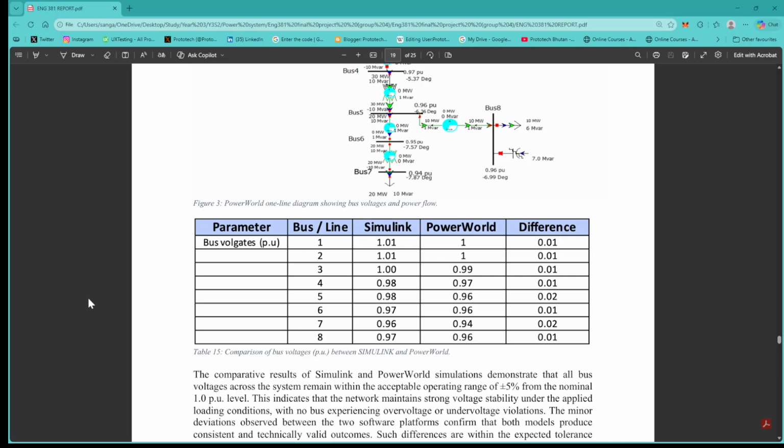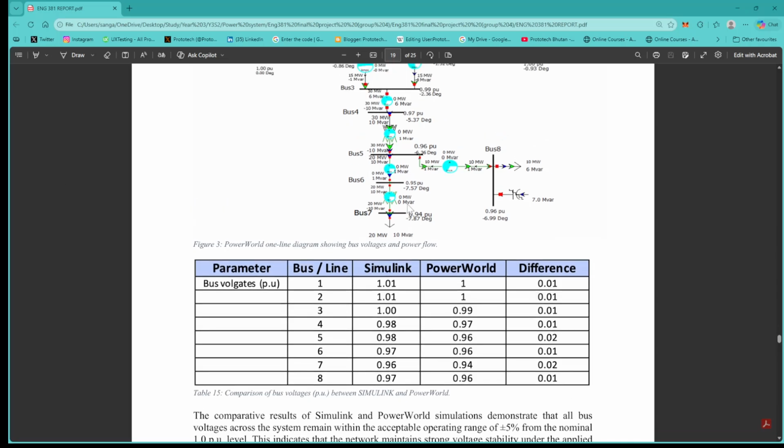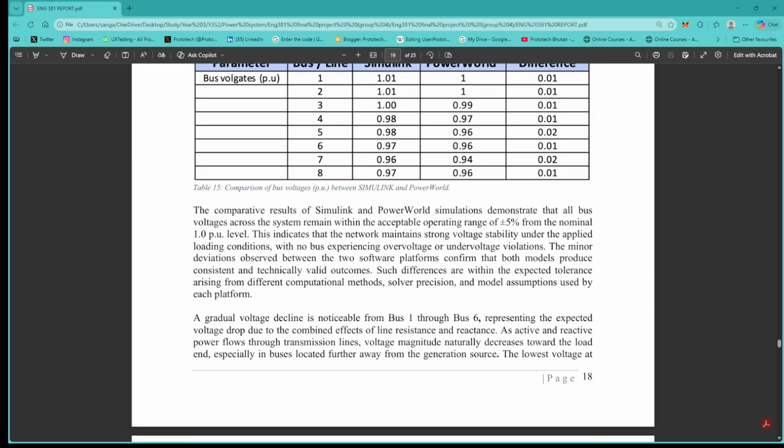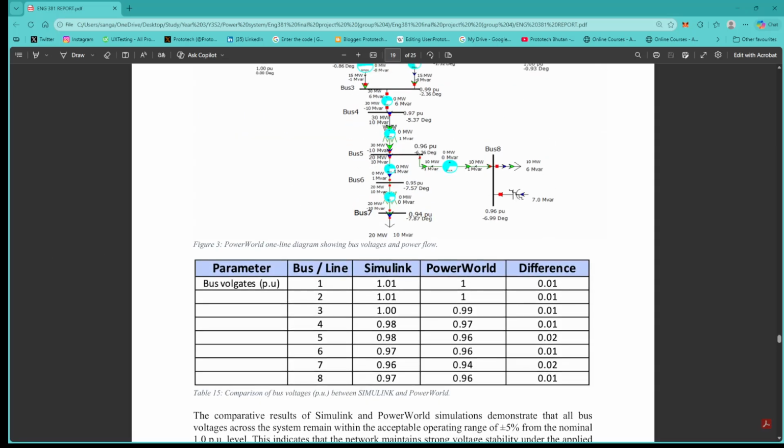We have compared Simulink versus PowerWorld. The steady state version of the same network was modeled in PowerWorld, and it is mainly studied because PowerWorld will give you more detailed information about the losses, and it will explain more of the load flow.